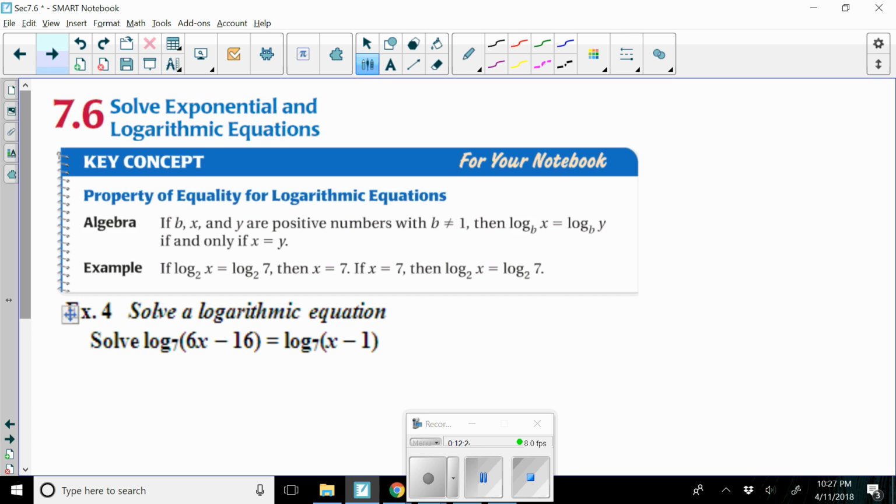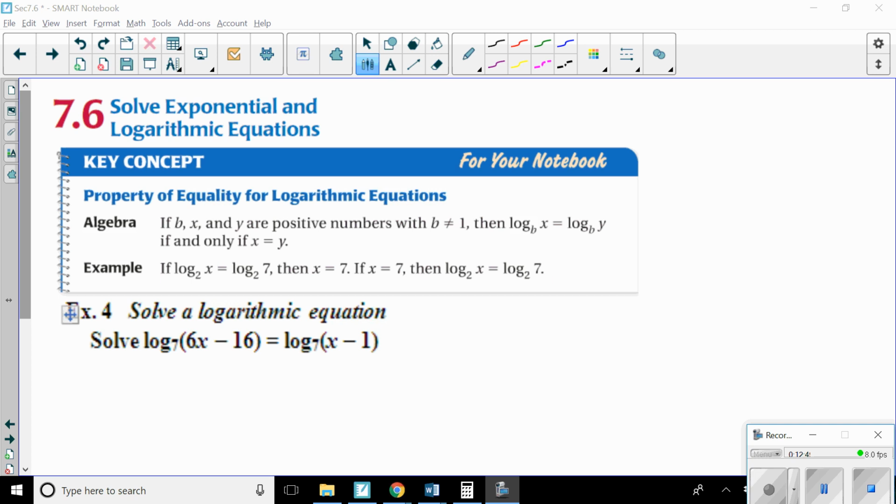All right, now let's look at properties of equality for logarithmic equations. So this equality property is similar to the exponential property of equality, but here we're dealing with logarithms. So if we have log base 2 of x is equal to log base 2 of 7, then x has to be equal to 7.